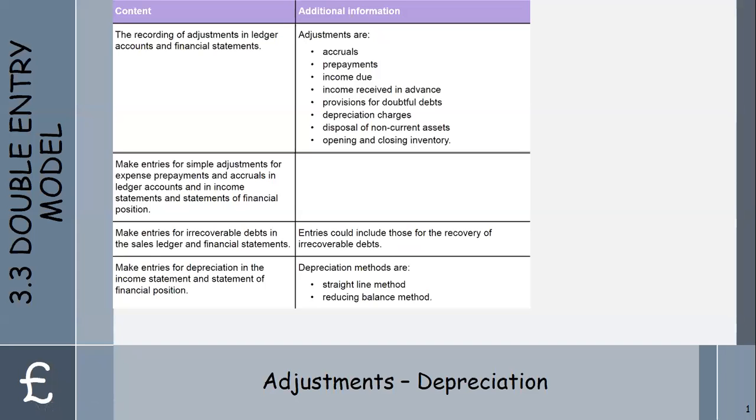Okay, for some revision, we're going to look at some depreciation. So this is key because it always comes up on the income statement and the statement of financial position. So it's really important to be able to do both types of depreciation, the straight line method and the reducing balance method, and to know what numbers we've got on the income statement and statement of financial position.